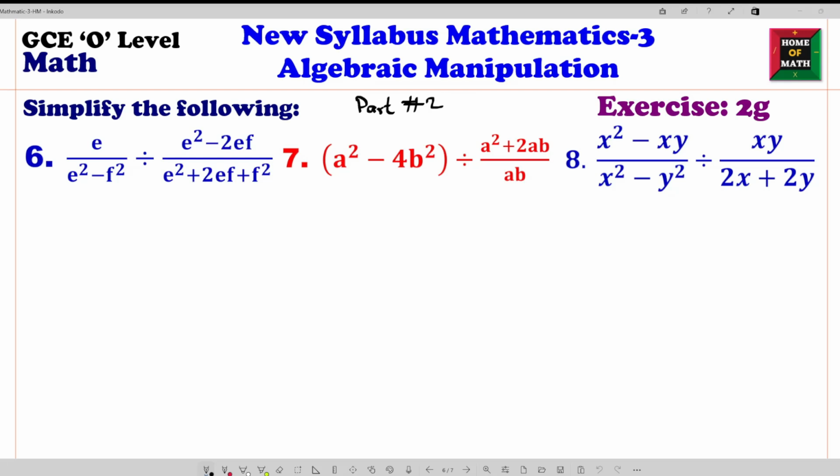Today's topic is algebraic manipulation, Chapter 2Z. We will start from number 6. Let's start.